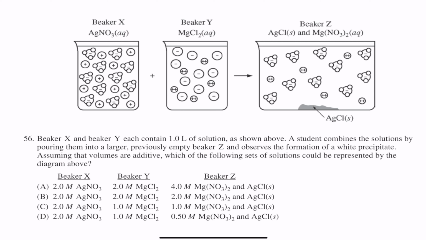Number 56, beaker X and beaker Y each contain 1 liter of solution as shown above. A student combines the solutions by pouring them into larger, previously empty beaker Z and observes the formation of white precipitate, probably the silver chloride. Assuming the volumes are additive, which of the following sets of solutions could be represented by a diagram above?